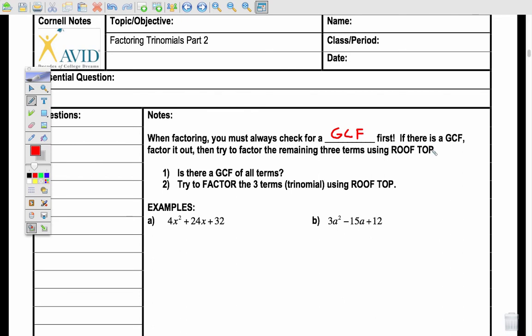That's the first thing you need to look for. And again, right here, it says, is there a greatest common factor? Try to factor 3 terms and trinomial using rooftop. So here you go. Let's do example A first.